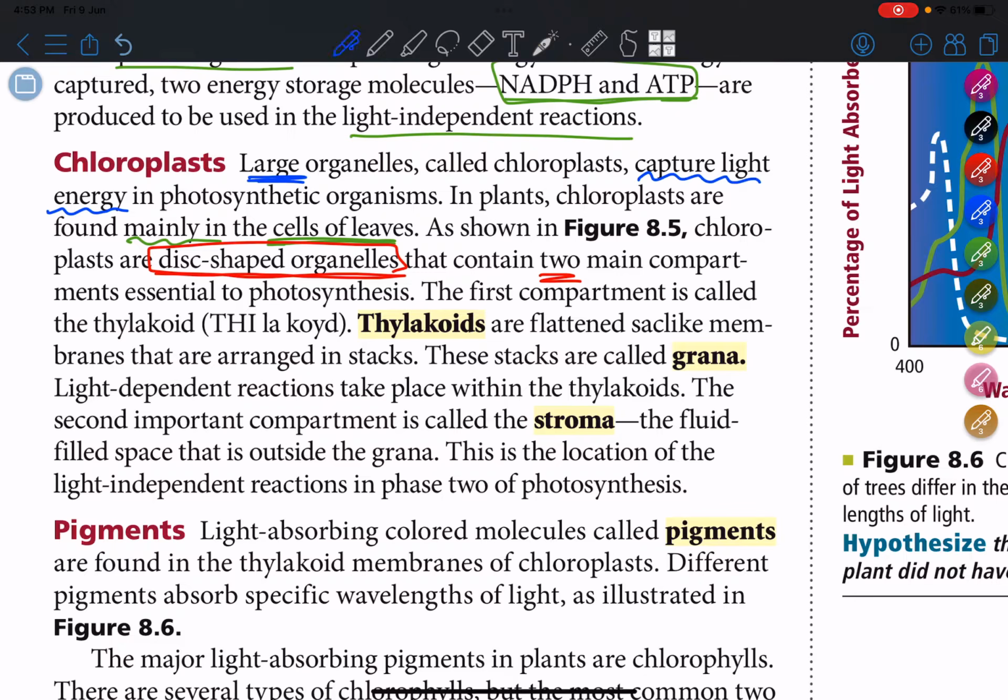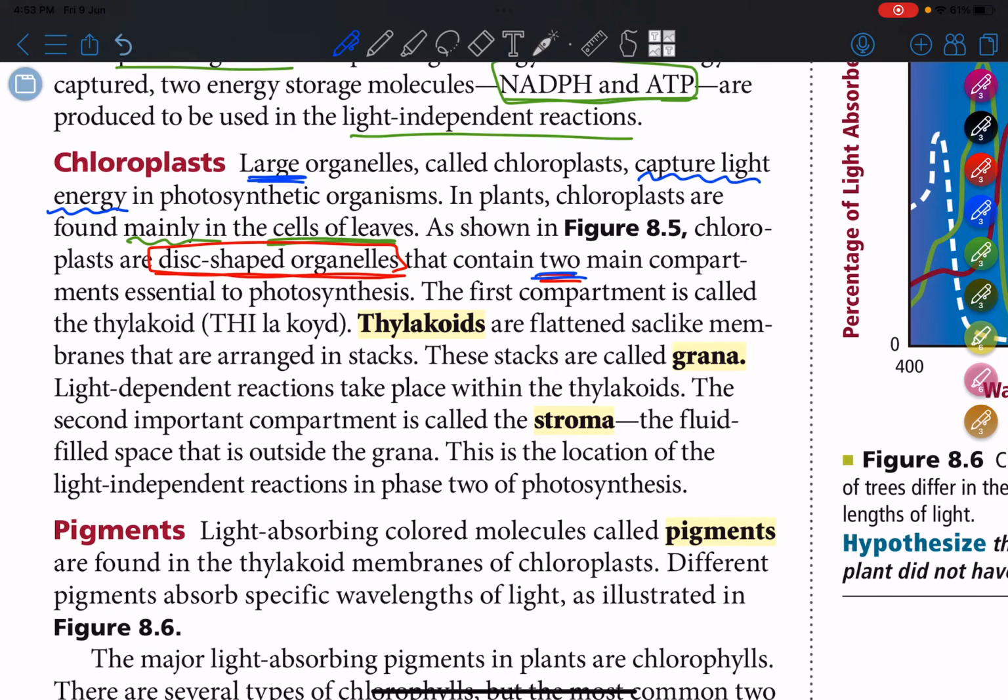So what do we know about chloroplasts so far? They capture light energy, they are disc-shaped organelles, and they are mainly found in the cells of leaves. So write those notes down because these are important to know. Then we have two main components that are essential to photosynthesis in these organelles.